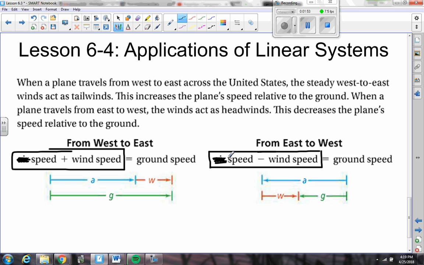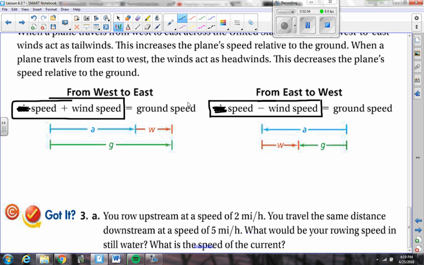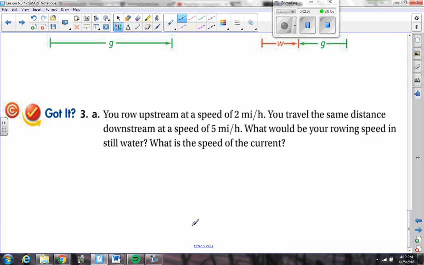Okay, so this is going to help us set up systems of equations that are going to be very easy to solve by elimination. Here's an example of what that might look like. I have this scenario: you row a canoe upstream at a speed of 2 miles an hour. You can travel the same distance downstream at a speed of 5 miles per hour. What would your rowing speed be in still water, meaning no river current helping or hurting you? And then what is the speed of that current that's either going for you or against you?